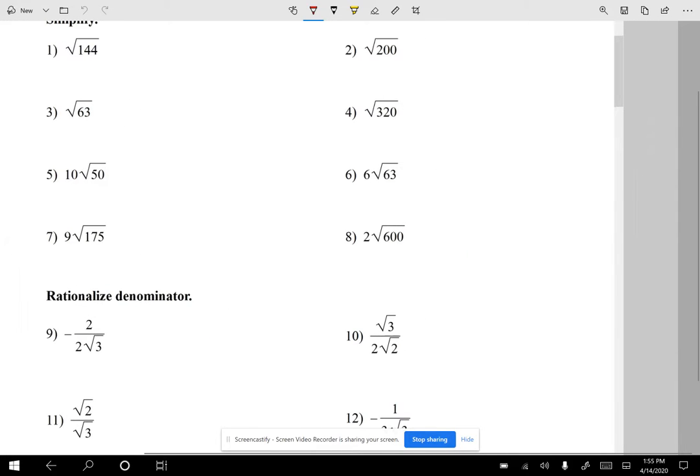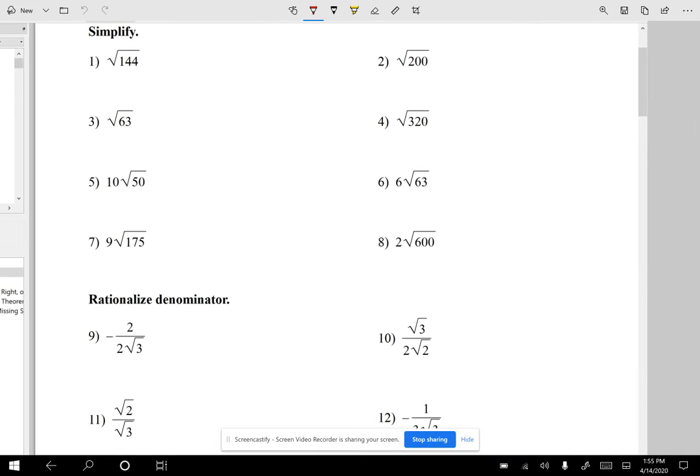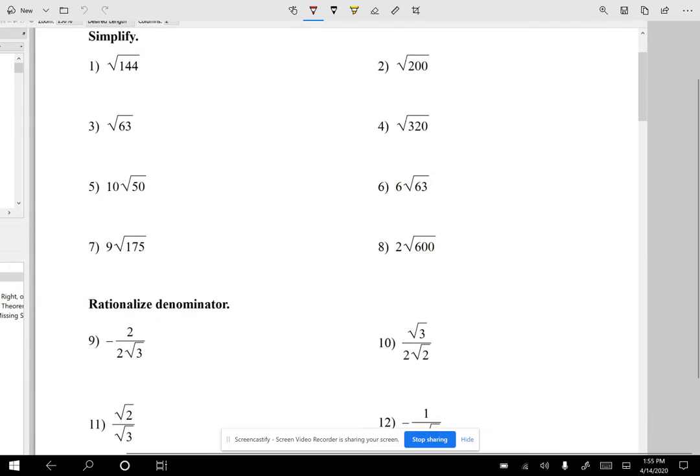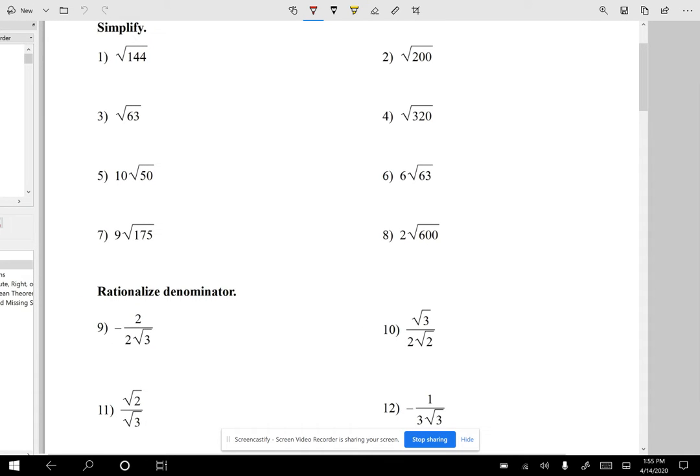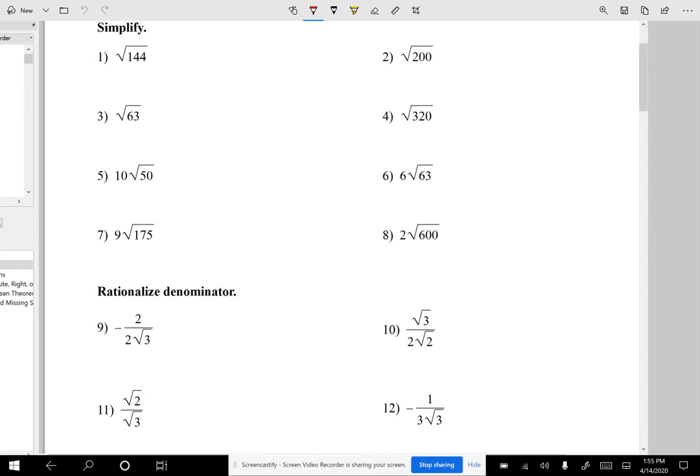All right, so for this section, we're going to be dealing with radicals or square roots, however you guys want to call them. Now, so what a perfect square is. So I'm thinking of, for example, square root of 144, looking at question number 1. Thinking which number multiplied by itself gives me the number inside of the radical sign.